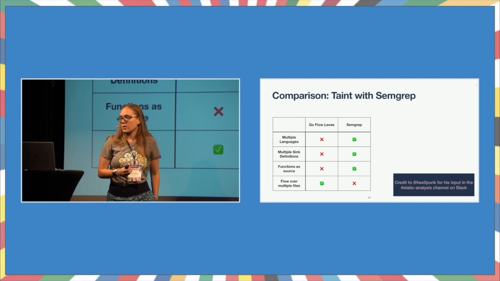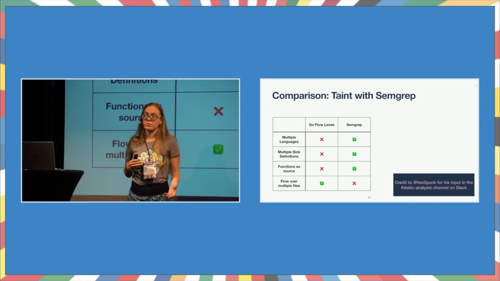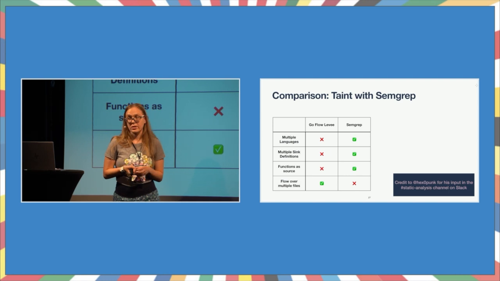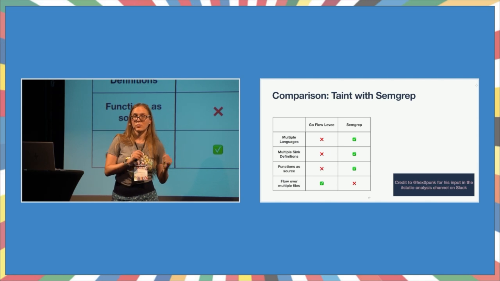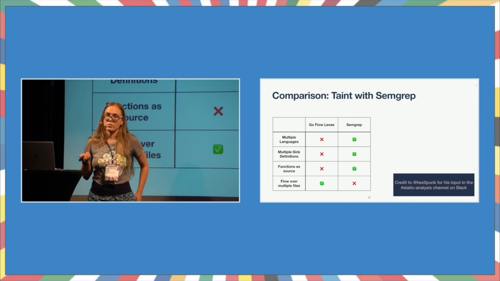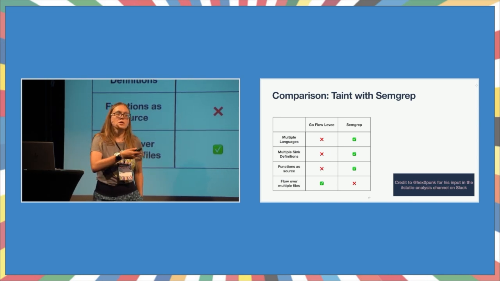I was asked on the static analysis channel on Slack for a short comparison to Semgrep. There I looked into it, and Semgrep is partly more mature and allows you more configurations, but it has one important drawback. It only allows you to analyze one Go file. And we have heard a lot about how to write good Go code. You can imagine taint analysis looking at only one Go file, which is probably very small, is not the best idea. And here GoFlowLeeve can help you because it can look into your complete project and not only one file.